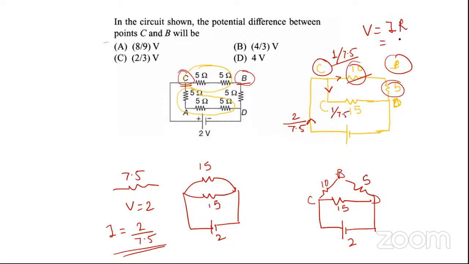That gives us 1 upon 7.5 into 10. That is 10 upon 7.5. And if you simplify this, you will get 4 by 3. Right, so B is the right answer.